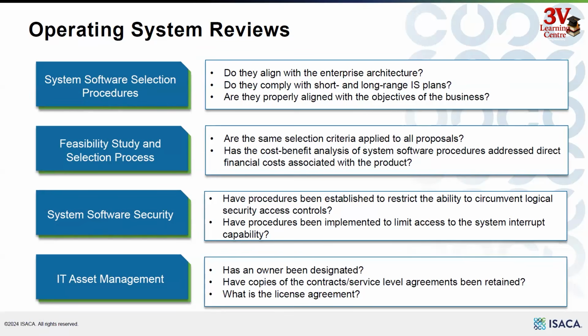Then IT asset management. So if you start from the first one, which is the system software selection procedure, you want to ask, do they align with the enterprise architecture? Is there compliance with both the short and long range information system plan? And are they properly aligned with the objectives of the business? And that third question that was asked there is a question that we need to keep asking ourselves, even when we are answering the questions.